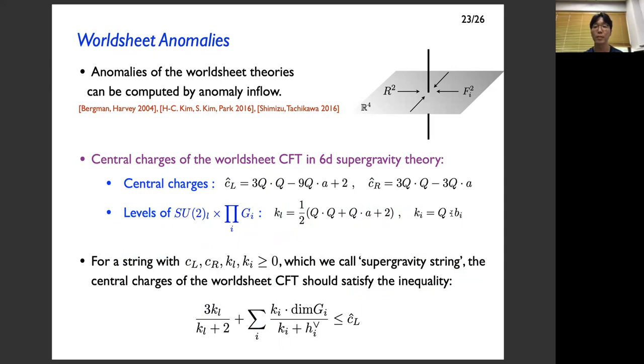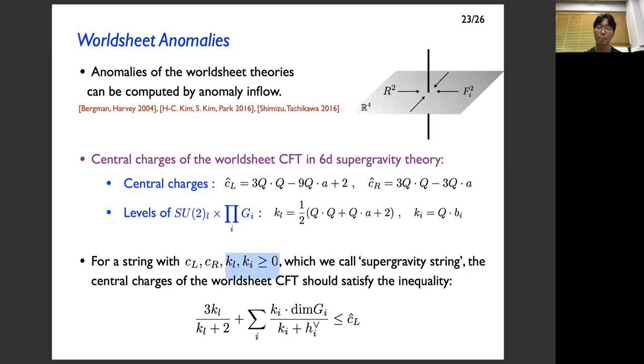Okay, so we are interested in very particular string configuration satisfying these four conditions. Okay, so it means they are basically unitary theories, and such strings exist in the supergravity theory. So such strings we call a supergravity string. Okay. So the first two conditions are nothing but the central charges are not negative. So it's a usual unitary condition. And the second two conditions basically mean the current algebras in the string worldsheet are realized in the left moving sector.